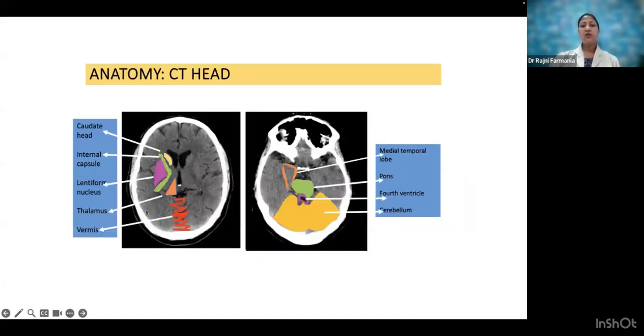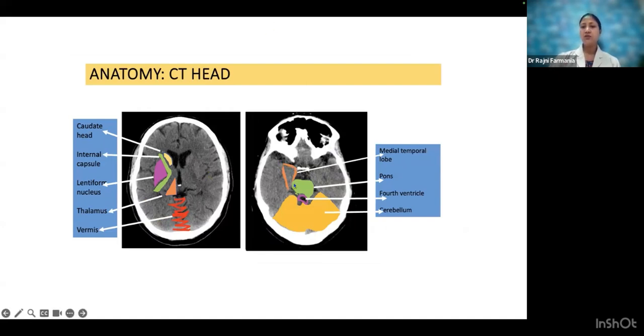Another thing we can see in the upper sections is the caudate and the internal capsule, which is a V-shaped structure. The pink one is the lenticular nucleus. We have some part of the thalamus here, and then this is the vermis of the cerebellum. So we should know what things we can see in the lower sections and in the upper sections.